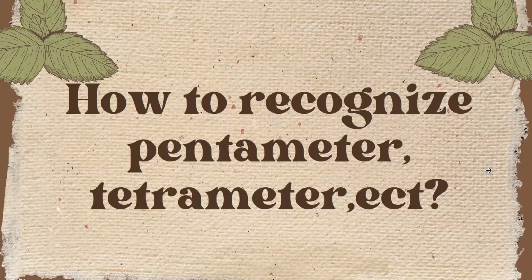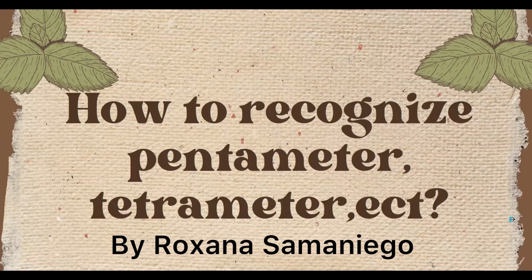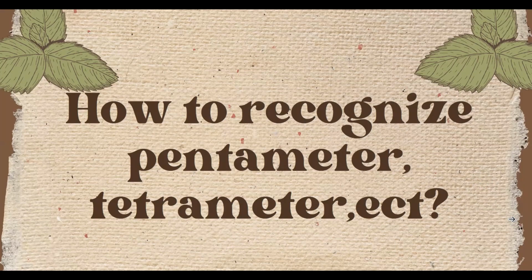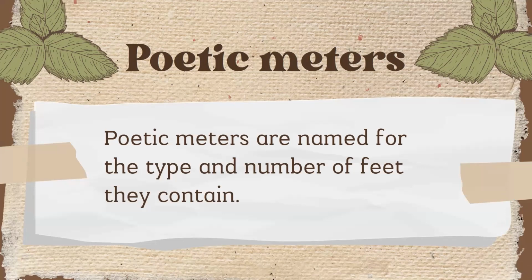Okay, now that you are clear about the foot, which refers to the basic unit of a strong and weak syllable, we are going to see the analyzing of a meter. The meter is a pattern of stressed and unstressed syllables. A poetic meter is named for the type and number of feet it contains in each verse. So we need to count the number of feet we see in a verse.